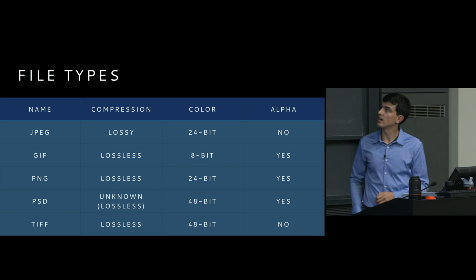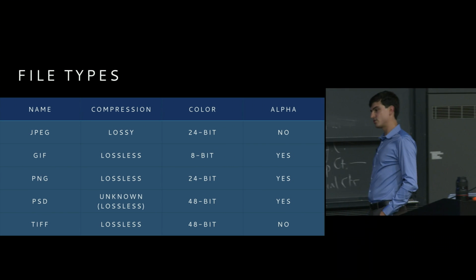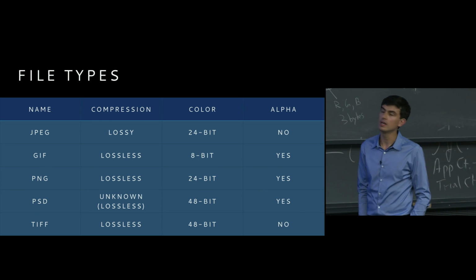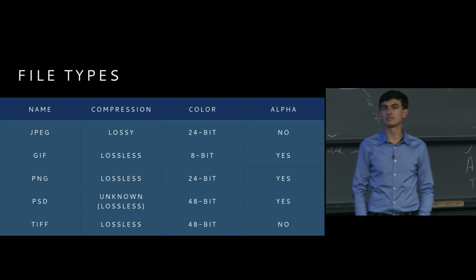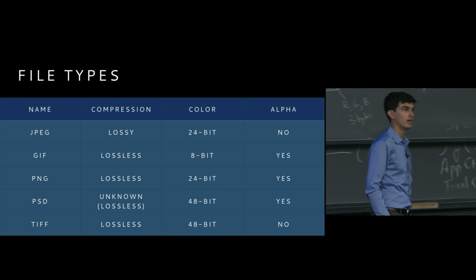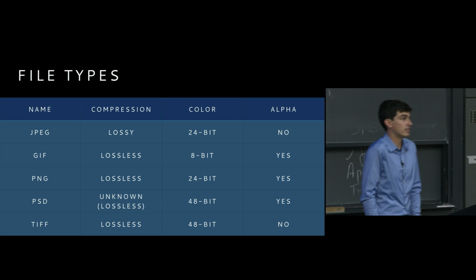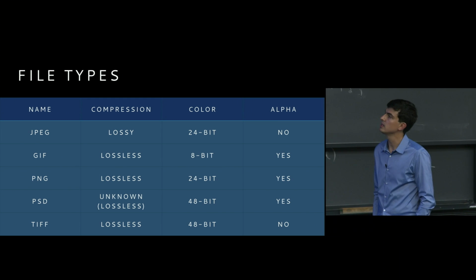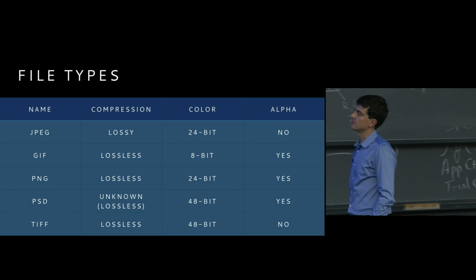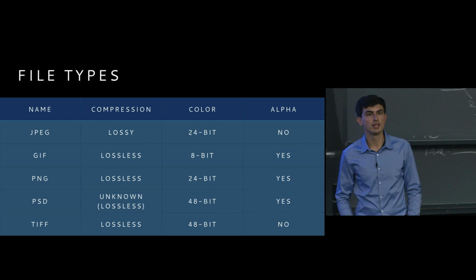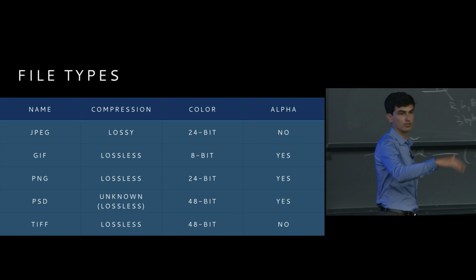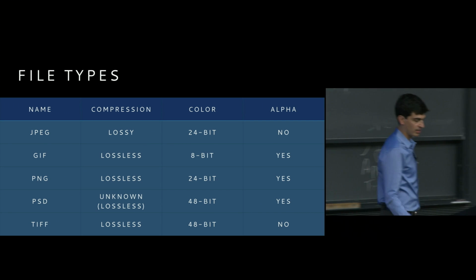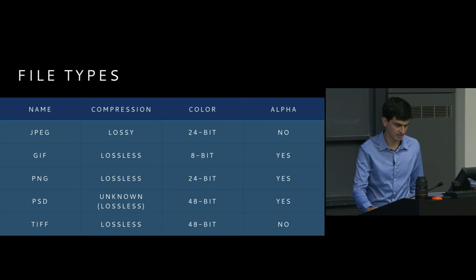PSD, these are Photoshop files. The compression is not really known because it's a proprietary file type. It is not open, but we can gather some information about it. Most likely it is lossless because I imagine that they would want to preserve as much information about your file that you're working on as possible. There's also evidence that it is in fact 48-bit, and obviously it supports transparency as well if you have multiple layers. And we'll talk more about Photoshop at a later date, just as you've come to appreciate in this class.